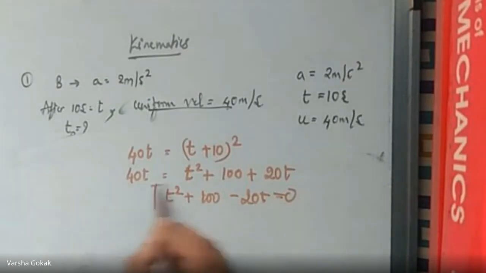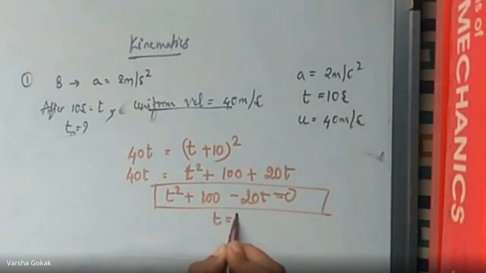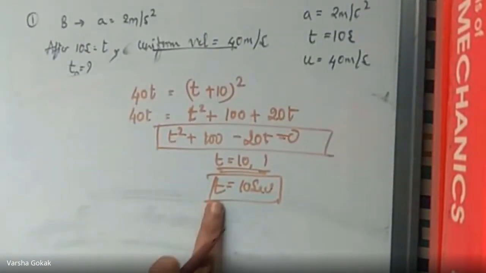I hope you know to calculate this in the calculator. Directly you're getting t equal to 10 and 10. Which one would be the right one? 10. So t would be 10 seconds.